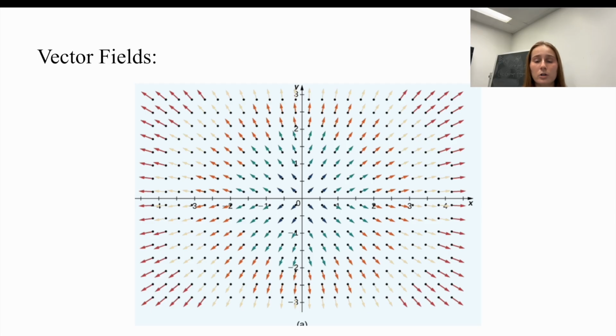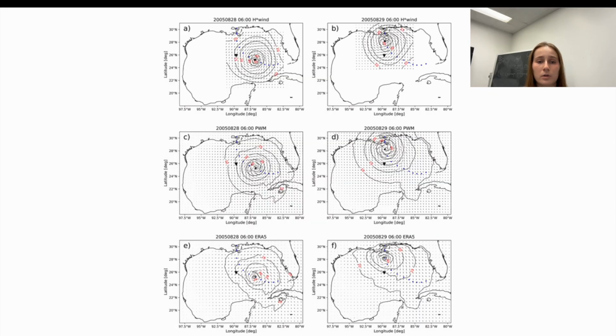Vector fields modeling hurricanes will display different, more complex properties. For example, these vector fields model wind speeds and directions for Hurricane Katrina. We can see the magnitudes of the vectors increasing further from the center of the hurricane, and the vectors all point in the counterclockwise direction.